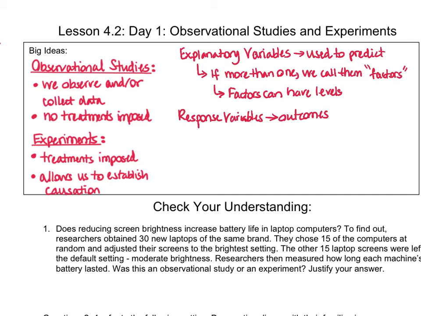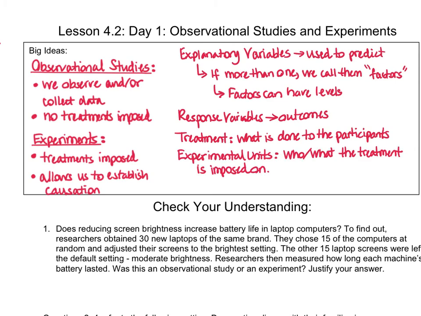And at the end of an experiment, we're always comparing what the response variable outcomes are. What makes an experiment is that we impose treatments. So remember, the treatment is what is being done to the participants or the subjects of the experiment. And the participants of the experiment are known as the experimental units.